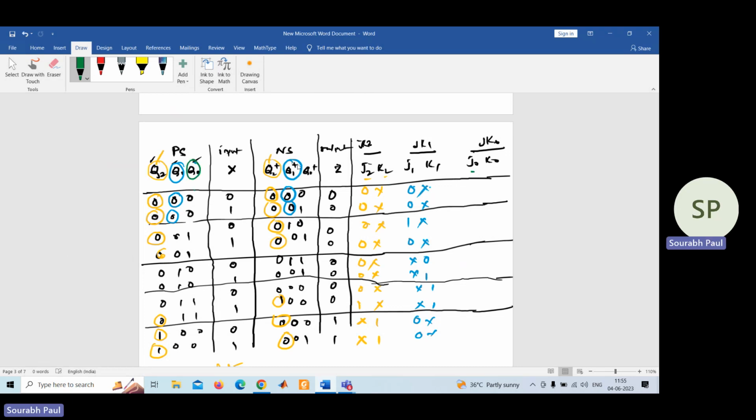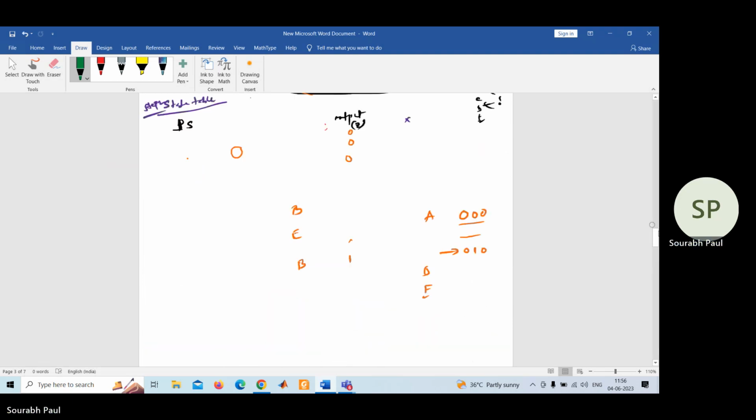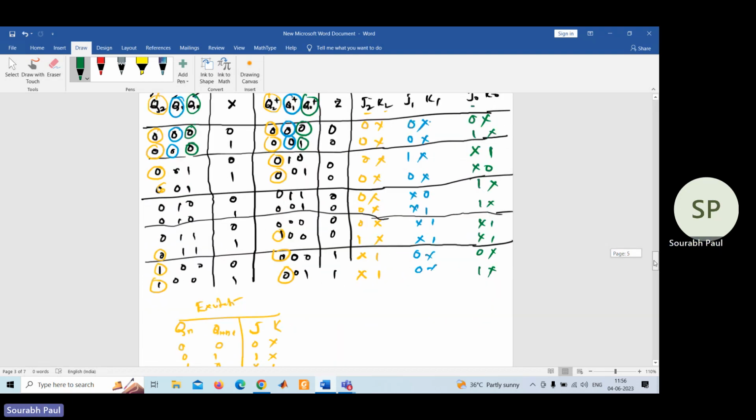Now in this case, you need to compare Q0 and Q0 plus, means 0, 0, that is 0x. Then you have 0, 1, 1x, and accordingly you complete this step. It's x1, x0, then 1x, 1x, x1, x1, 0x, 1x. Okay. Now, after that, what do you need to do?